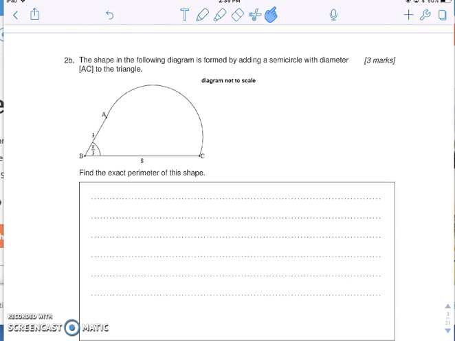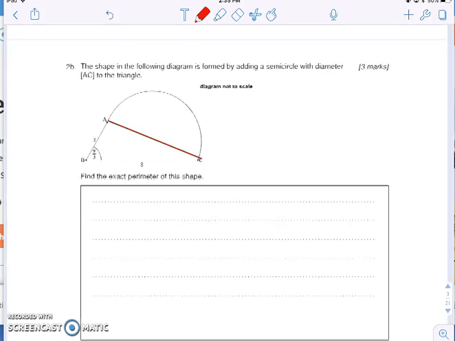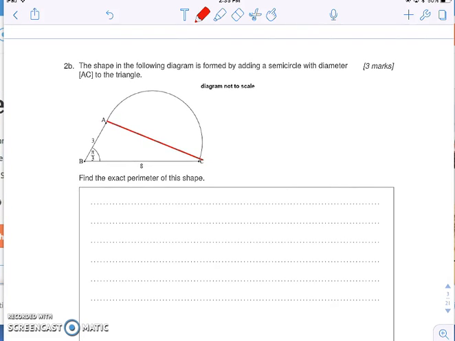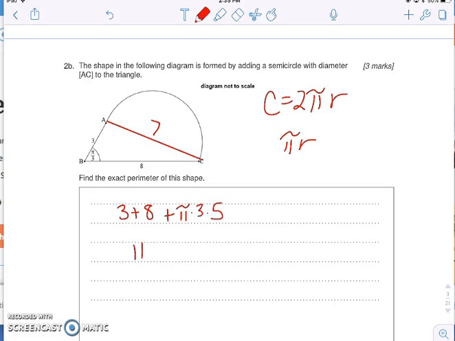So this next one here, we're going to use that information we had before. The shape in the following diagram is formed by adding a semicircle to the diameter. And we found before that this length was 7. So our perimeter, circumference of a circle is 2 pi r. So we just have half of that, so that's just going to be pi times r. So we would do 3 plus 8 plus pi times 3.5. So we could say 11 plus 3.5 pi. And this is a non-calculator, so we could leave it just like that.